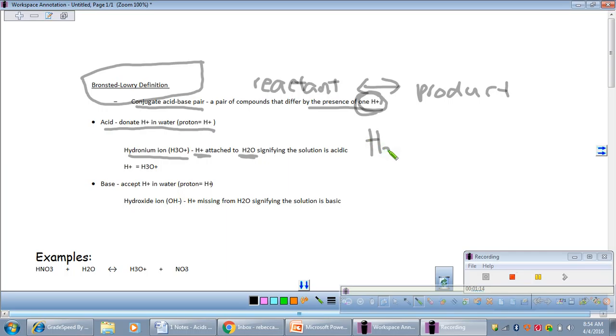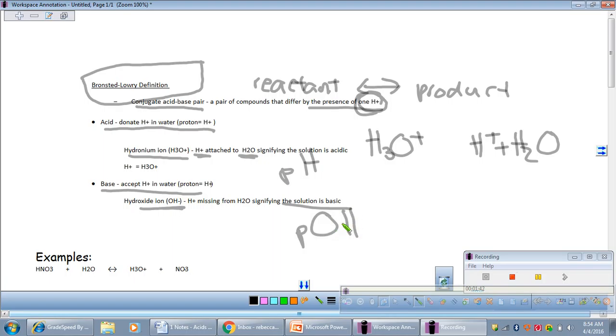So if you see H3O+, that's the same thing as an H+ plus H2O. A base accepts H+ in water, and therefore we have the hydroxide ion, which is negatively charged. It's when an H+ is missing from H2O, and it signifies the solution is basic. You may have heard of pH or pOH, which talks about the concentration of hydrogen ions or the concentration of hydroxide ions, and we'll get to that later in this section.